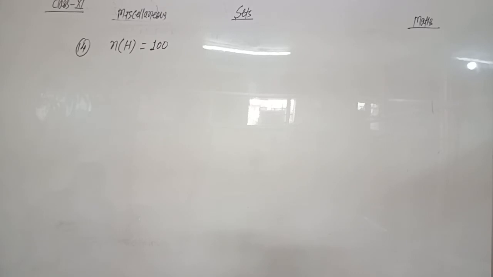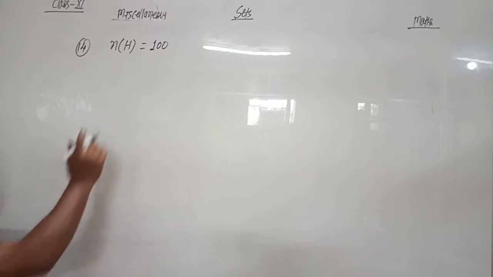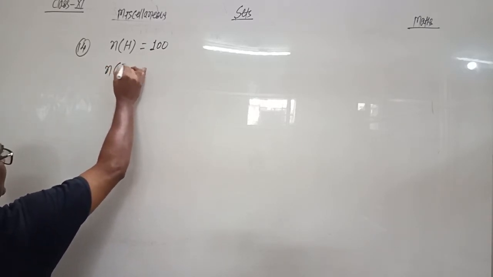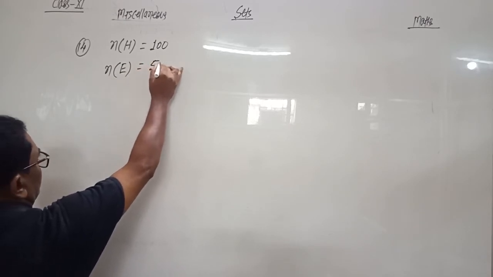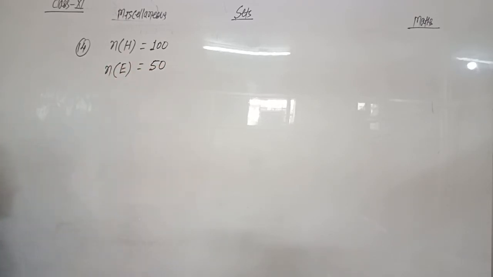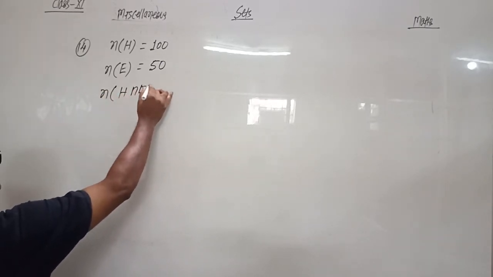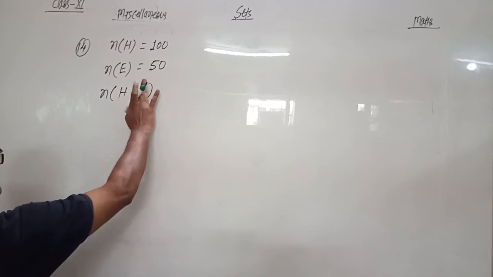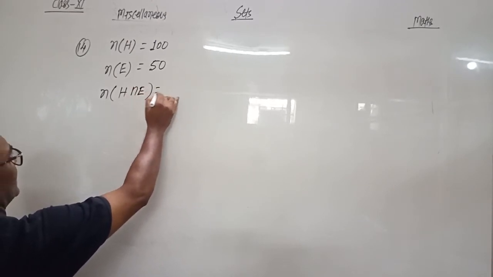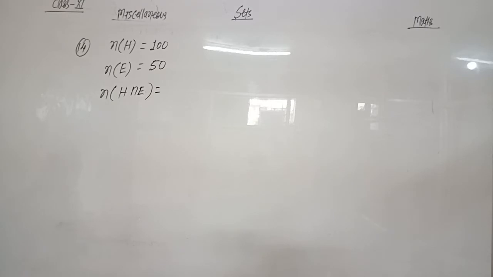And 50 know English. The number of students who know English is 50. NE means number of students who know English, NH means number of students who know Hindi. And also we are given that 25 know both. Both means Hindi and English, means common, means intersection. So N of H intersection E is equal to 25.